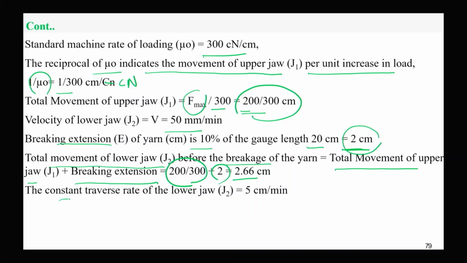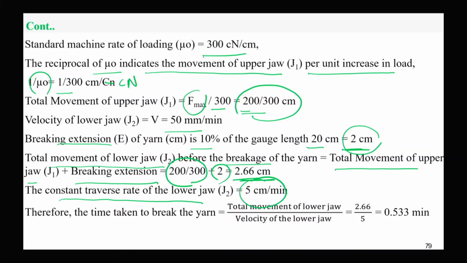And the constant rate of traverse of the lower jaw was given as 5 centimeter per minute, and it has moved for 2.66 centimeter. We can calculate the time required. Time required is 2.66 by 5. It will be 0.533 minute, and the time required for breakage will be 32 seconds.